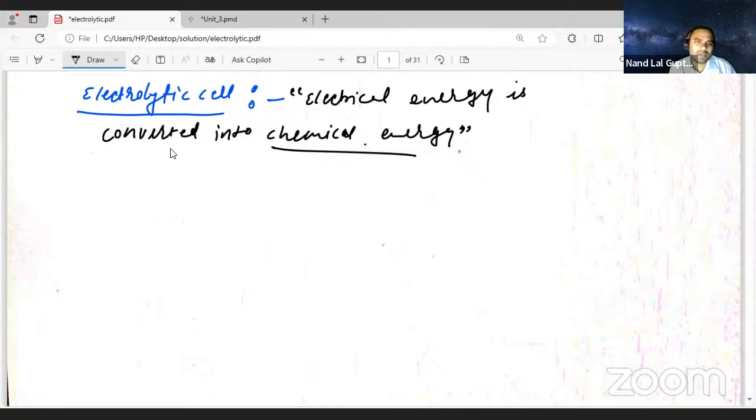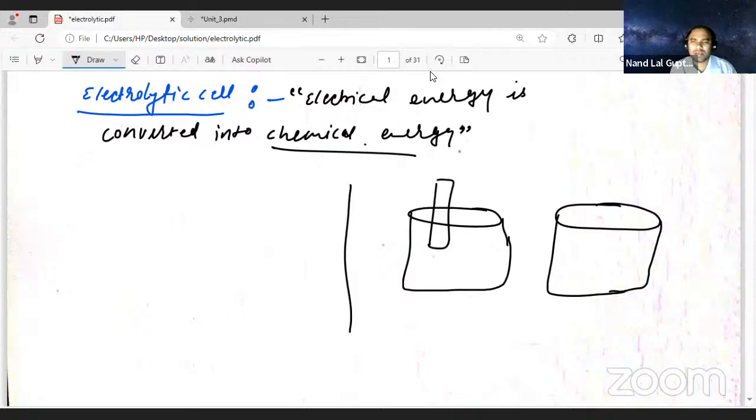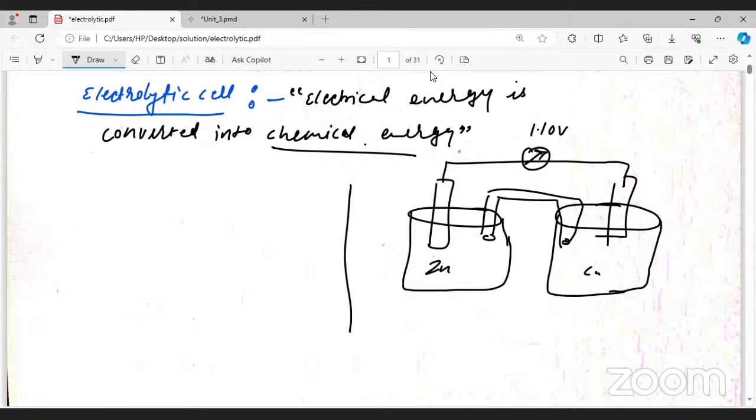Now, unlike the galvanic cell, the difference we have already done in the electrochemical cell and electrolytic cell. In the galvanic cell there were two cells connected with a salt bridge, and here we were producing electricity. If you take zinc and copper electrodes, 1.10 volt was coming. But that is the equilibrium point.